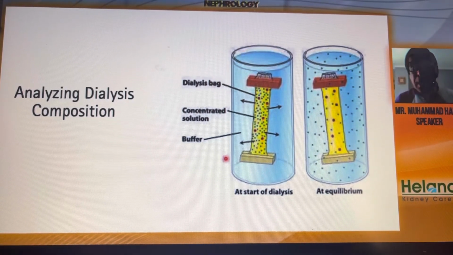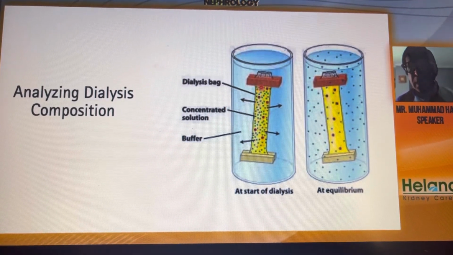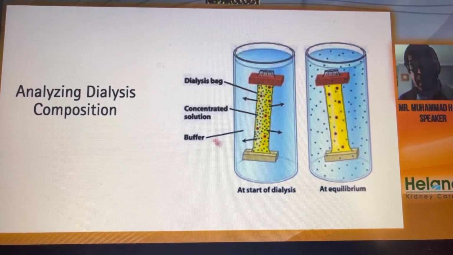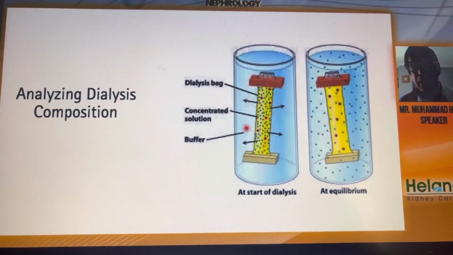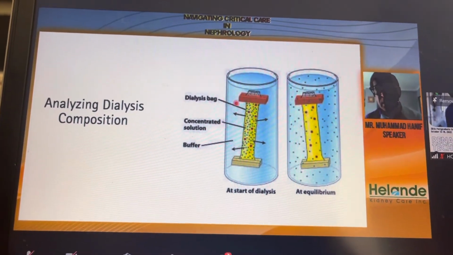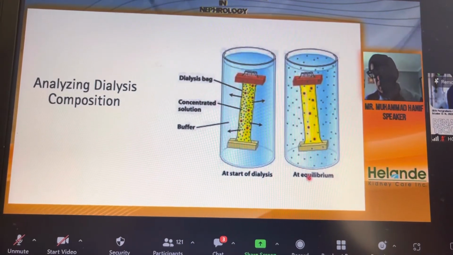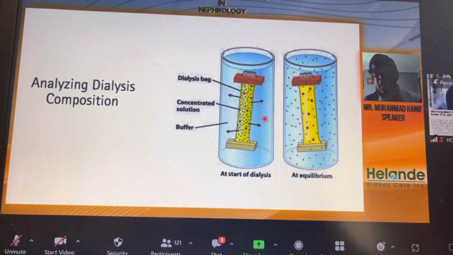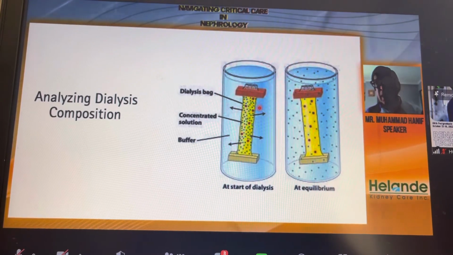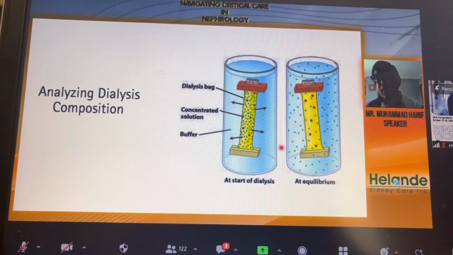animation. Here you can see, very simple, this is your dialyzer, which contains toxins, and this is your fluid side. This is the start of the dialysis, and this is the buffer, which is the dialysis solution. This is the dialysis bag, and this is the concentrated solution which is passed through. Slowly and gradually, at the end of the treatment, we call it equilibrium, meaning whatever toxins or fluid we need to remove and whatever electrolytes we need to balance is already balanced here. That's why we call it equilibrium, meaning everything is equal already.